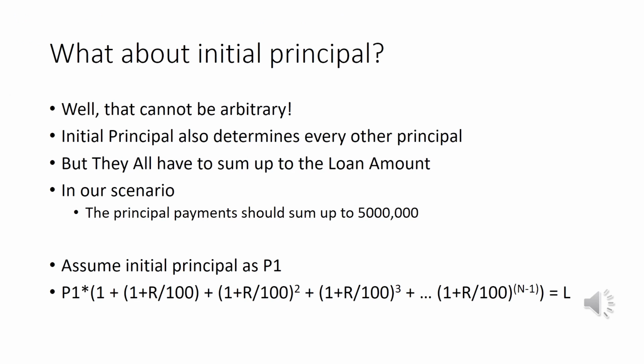Okay, sounds good. So we see that the principals are compounding, but how do you find the first principal amount? Because the initial principal payment determines every other principal, because it is the same initial principal that gets compounded over time. But we have a constraint that all these principals should add up to the original loaned amount. So from the equation there, if you take the first principal as P1, P1 into (1 plus (1 plus R by 100) plus (1 plus R by 100) whole squared until n minus 1) must match L. So that's a complicated equation. In the next slides we'll see how we can simplify that.